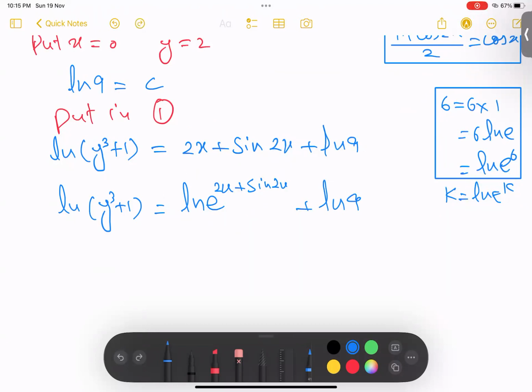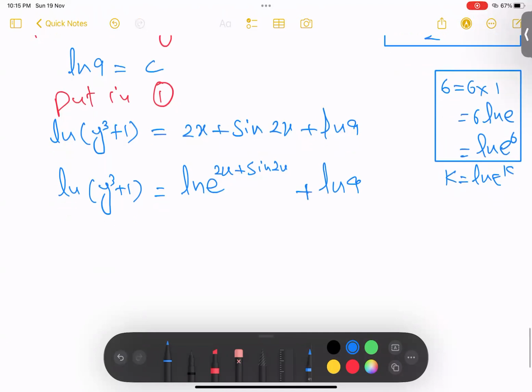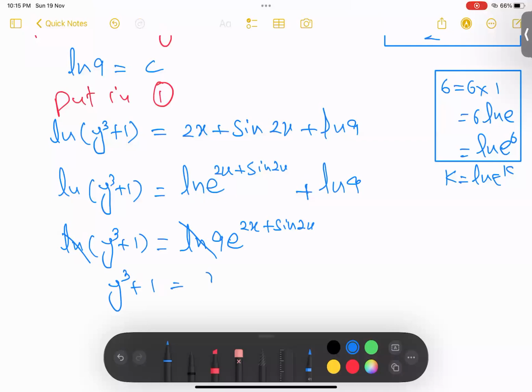I hope so, got it. And now, there's a plus sign. This whole value and this 9 will multiply, and I get 9 e to power 2x plus sine double x, because a plus means multiply. So I can write it now here: y cube plus 1. So this is ln, cancel out, y cube plus 1 equals 9 e to power 2x plus sine double x.